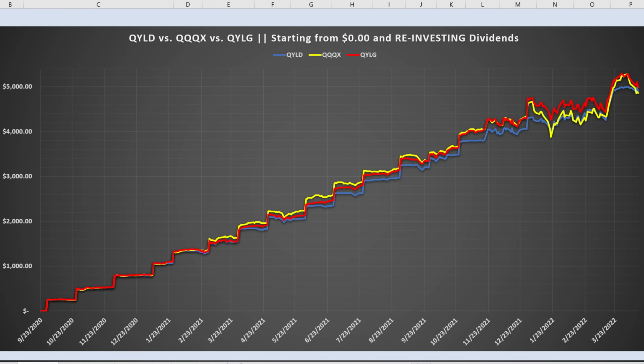All right, this first graph here is all three investments starting from $0 and reinvesting all dividends. This is strategy number 1. QYLD is in blue, QQQX in yellow, QYLG is in red. You can see here the data is pretty close together for the most part. QQQX at times outperformed during this middle segment right here. At the end though, QYLG was on top. Again, this is portfolio balance.